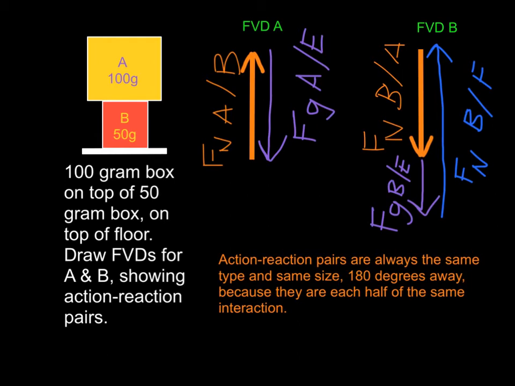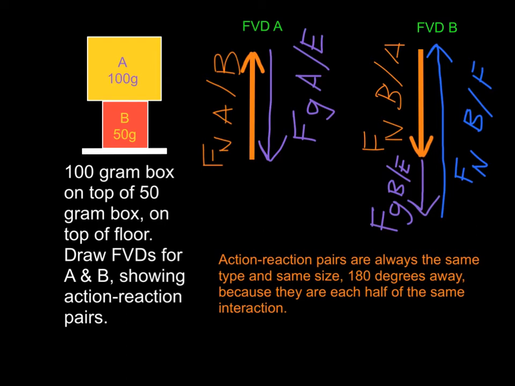Here's the normal force on A from B, and the other interaction that A has is long-range mass-mass with the Earth. So here's the gravitational force on A from the Earth, the purple one. Now because it's 100 grams and B is only 50 grams, the mass-mass interaction that B has here is going to be about half the size of the one A has, because gravitational force is directly proportional to mass.